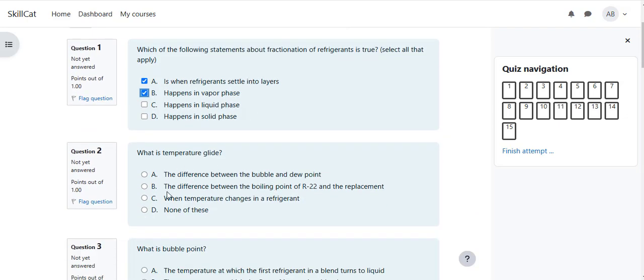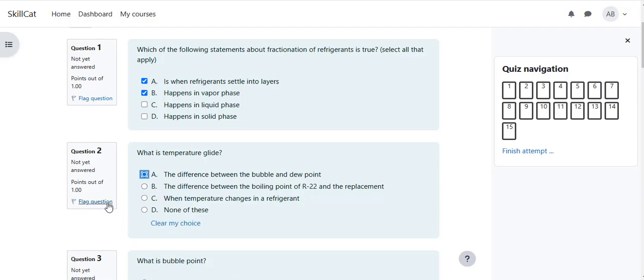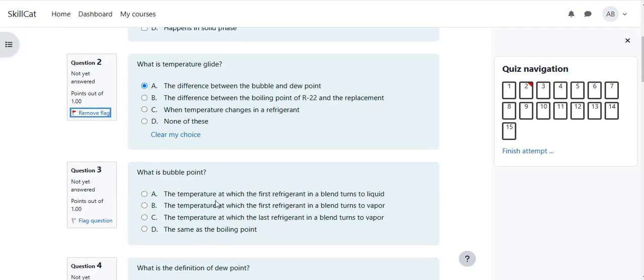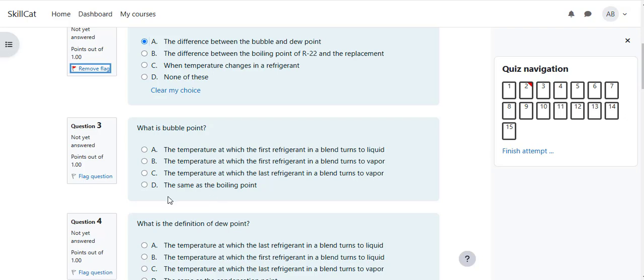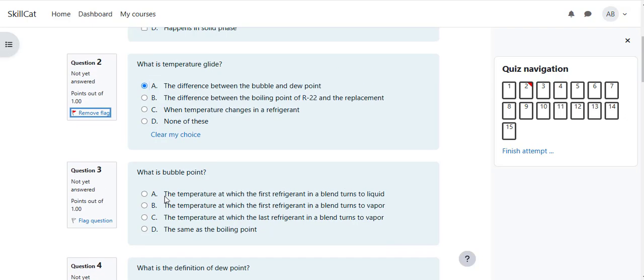What is the temperature glide? It is the difference between the bubble and the dew point, the difference between the boiling point of R22 and the replacement, when the temperature changes in the refrigerant. Okay, the difference between, I don't remember this one. What is the bubble point? The temperature at which the first refrigerant in a blend turns to vapor.